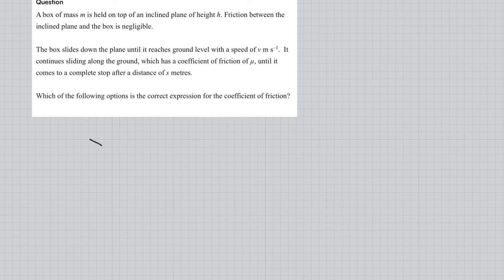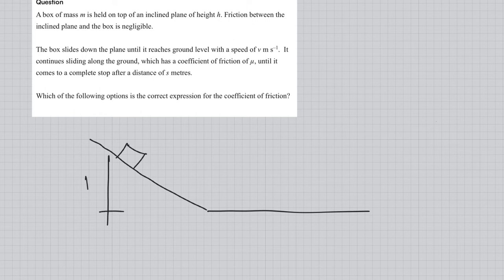So let's look at this question. Here's our ramp. Here's our slide. We're going to have our box at the top of the ramp at some height h, right? So this is the height h right here. It's going to slide down the ramp until it gets here, and at this point, it's going to hit friction. And so because of that, it's going to come to rest here at the very end. So our final velocity is 0.